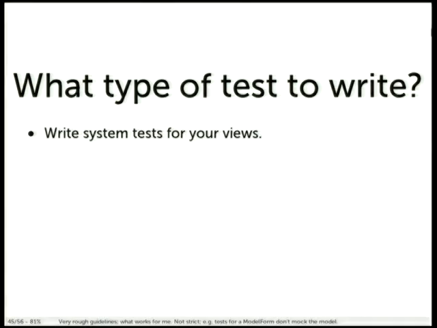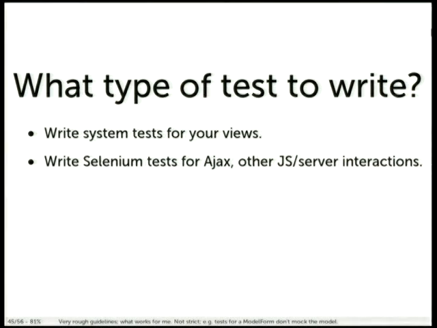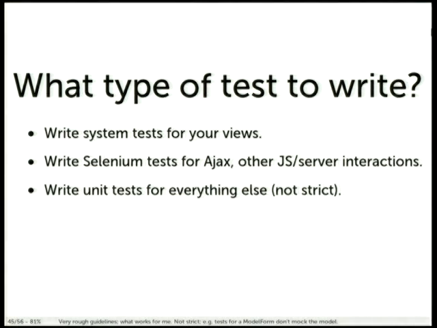So here are my rules of thumb on what kinds of tests to write and how many. And this is something where it's going to depend a lot on your project. You may have different opinions. I think you won't go real far wrong if you do something like this. Write system tests for your views. Write the Selenium tests that you need to test interactions between client-side code and server-side code. Write as few of both of those as you can. I'll show in the next slide what that looks like.